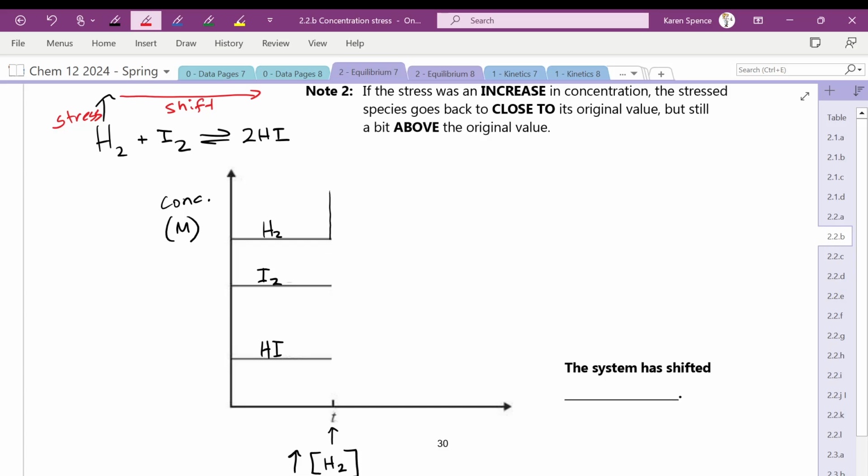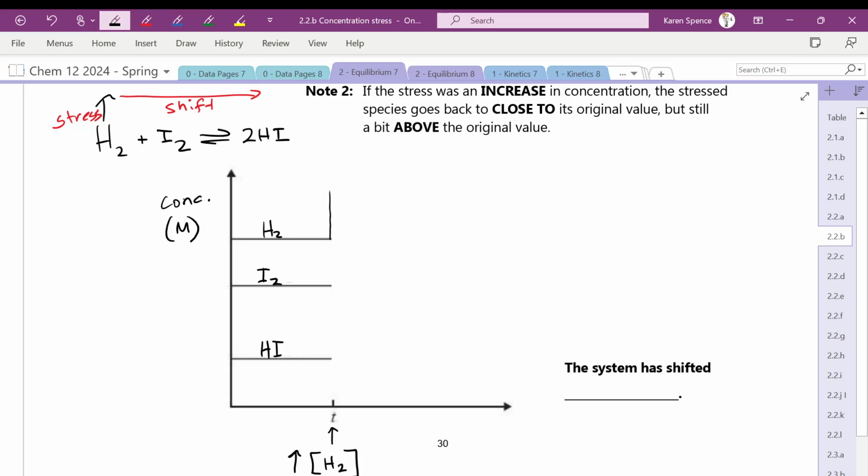Okay, so H2 goes up. If we are shifting to the right, what will now happen to the H2 concentration? It will decrease. And what will it look like? Will it look like this? No, what have I done wrong? I've made an S curve.